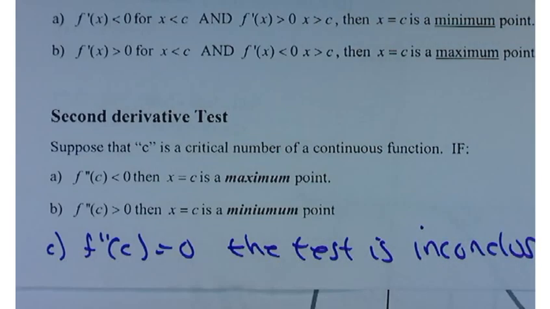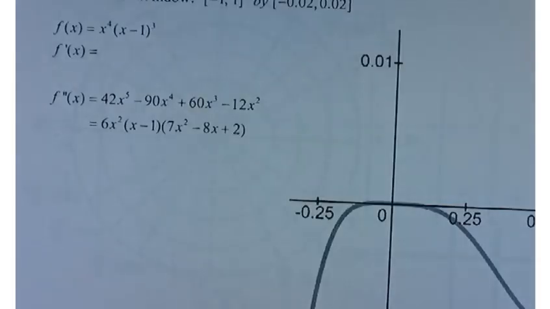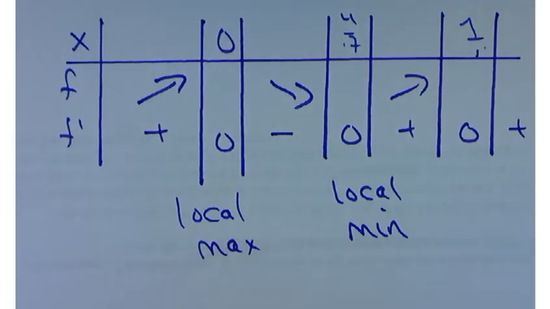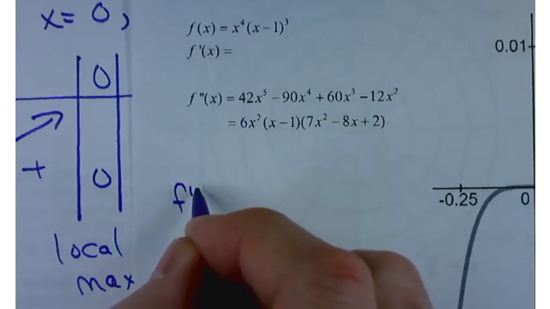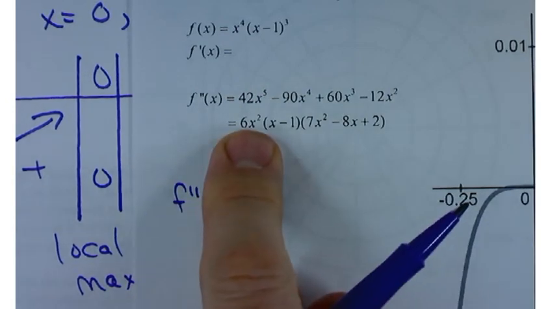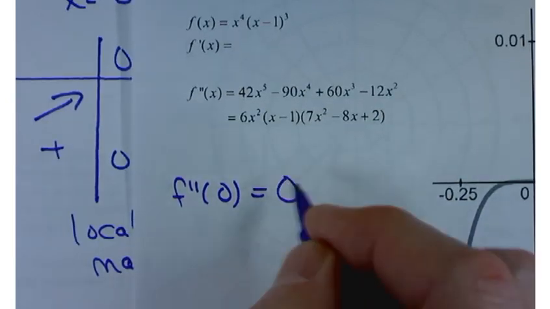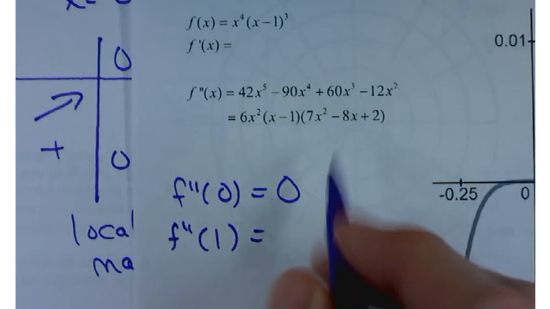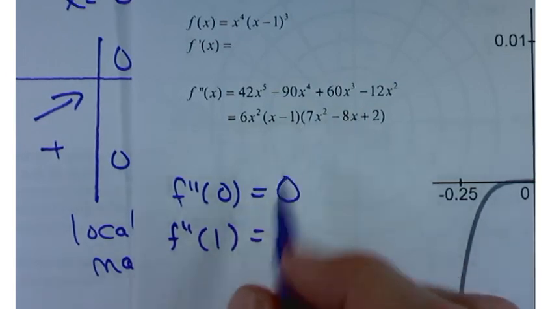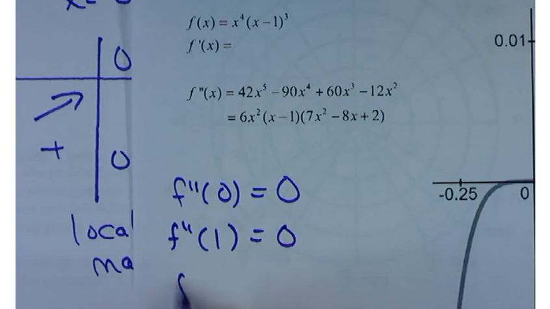And if f double prime of c equals 0, then the test is inconclusive. Now, a lot of times you'll find the second derivative test to be easier than the first derivative test, or useful in conjunction with the first derivative test. But unfortunately for us, if you try to find f double prime of 0, if you put in a 0 here, you get 0. If you put in f double prime of 1, you'd also get a 0, right?